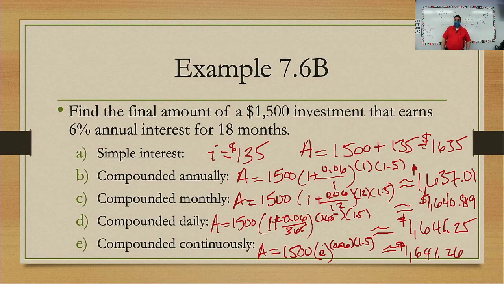I mean, daily doesn't do that much compared to monthly. Monthly is kind of your biggest jump from annually. Annually is the biggest jump from simple interest. So those are where the big jumps happen. Anything after annually compounded, you'll pretty much be fine because the difference gets into pennies.